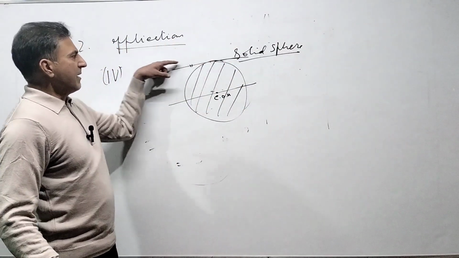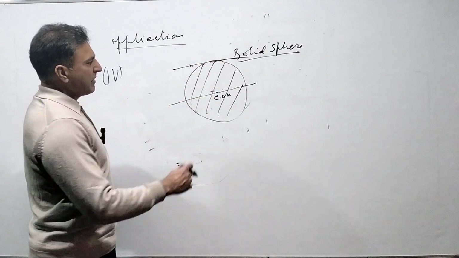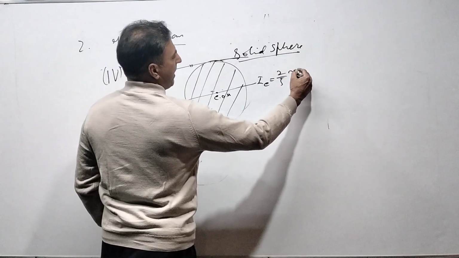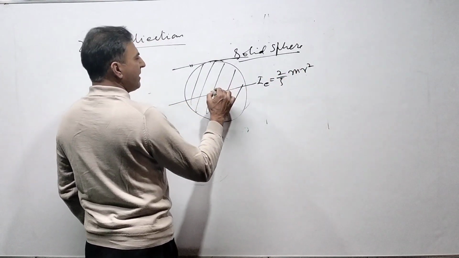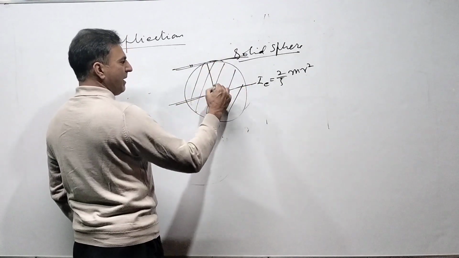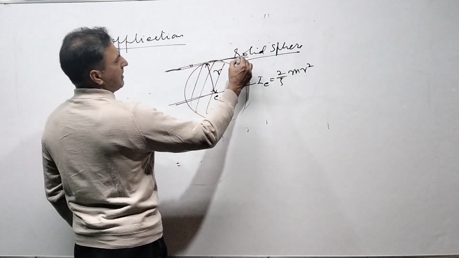This tangent axis is tangential to the sphere. About this axis, you know IC, that is 2 by 5 mr square. And the distance between this axis and this axis, both being parallel, is r. So what is the moment of inertia about this axis?